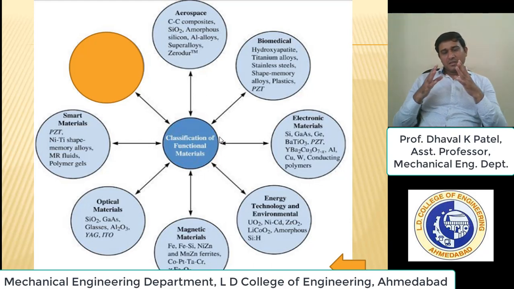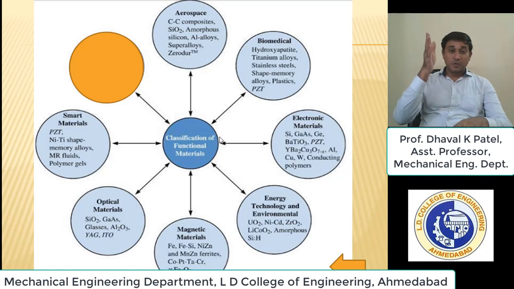Okay, so germanium, aluminium, copper, tungsten, silver, these are all the materials used for electronic applications. Energy technology and environmental: zirconium oxides, nickel cadmium, lithium cobalt dioxide, these are all materials used for environmental purposes, right, for example to manufacture filters.